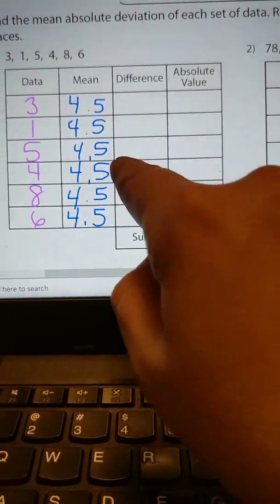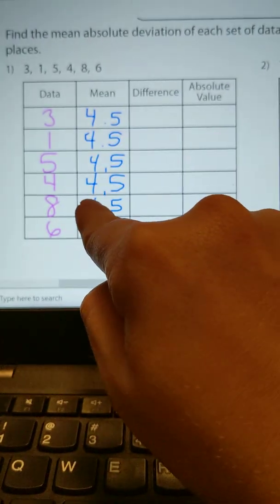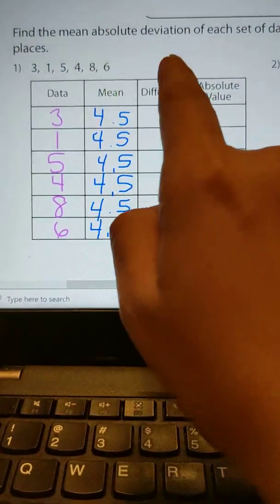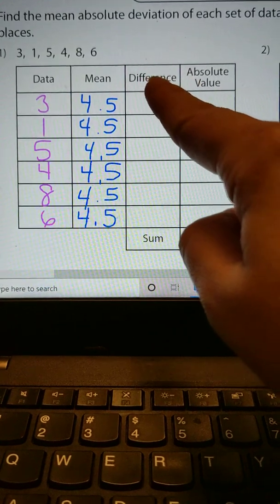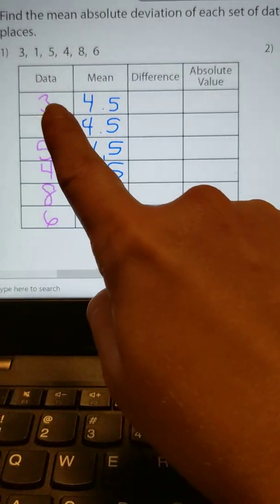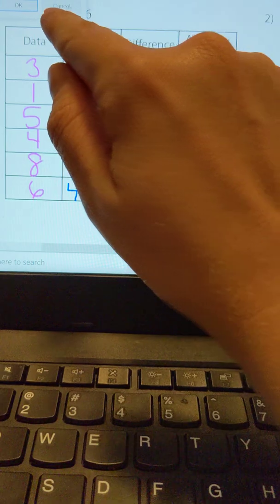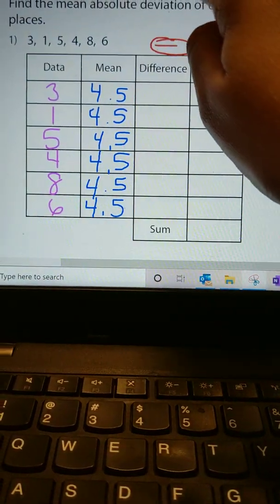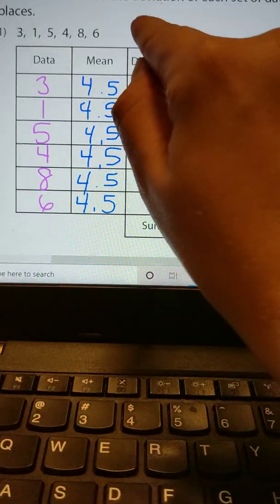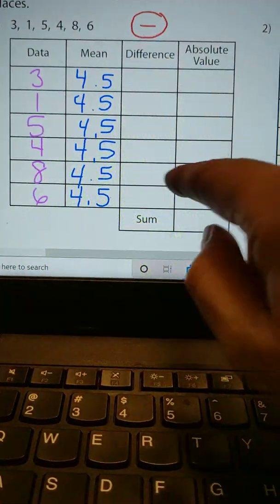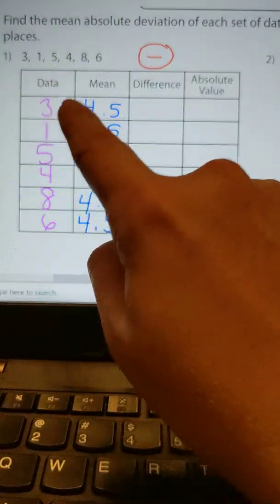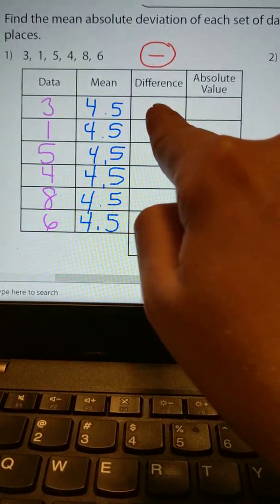All right, now the next part. We found the mean, and then we need the absolute deviation. So what that means is you need to find the difference between this number and this number. In case you forgot, again, whenever it says difference, difference means subtract. So you need to subtract those two numbers and write what it is right here.